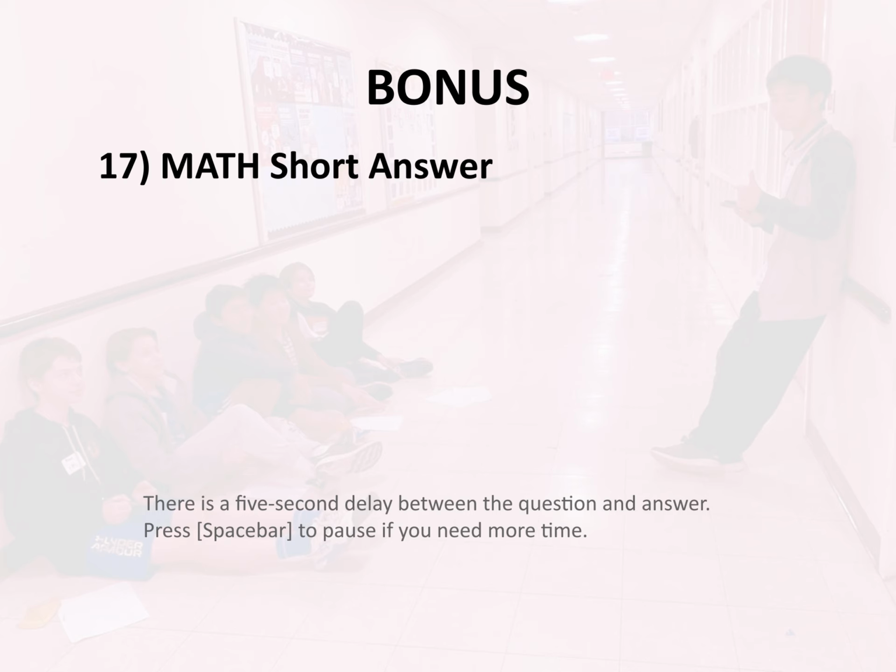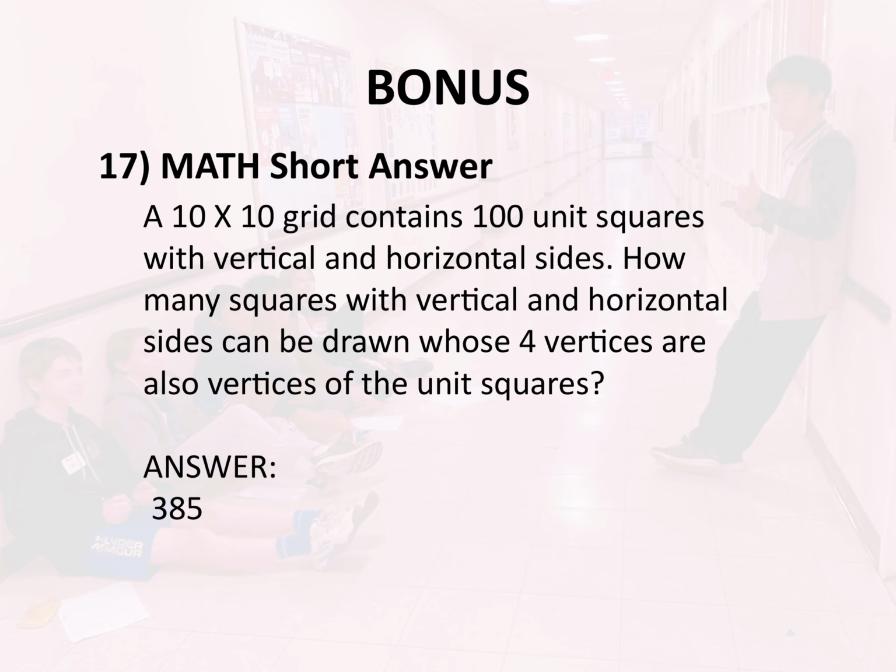Bonus 17. Math. Short answer. A 10 by 10 grid contains 100 unit squares with vertical and horizontal sides. How many squares with vertical and horizontal sides can be drawn whose 4 vertices are also vertices of the unit squares? Answer, 385.